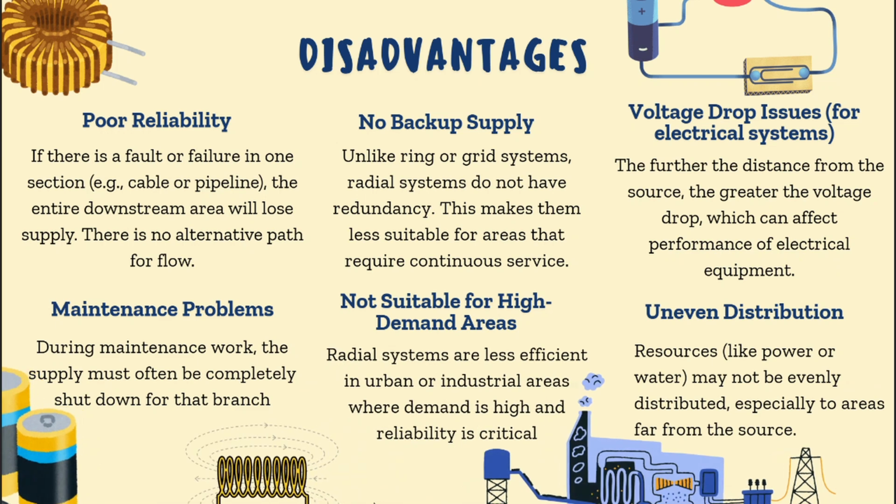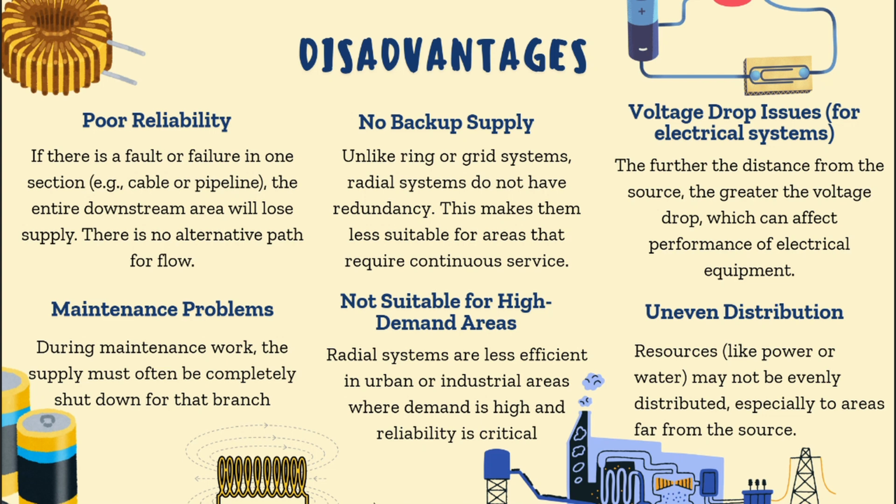Hi, I'm going to talk about the disadvantages of the radial system. The first point is poor reliability. If there is a fault or failure in one section, such as a cable or pipeline, the entire downstream area will lose supply. There is no alternative path for flow. The second one is no backup supply. Unlike ring or grid systems, radial systems do not have redundancy. This makes them less suitable for areas that require continuous service.